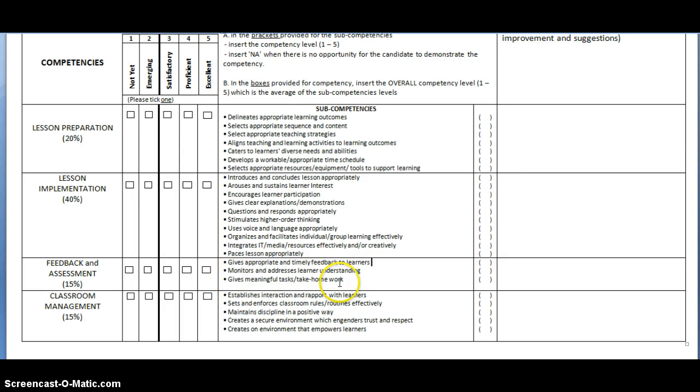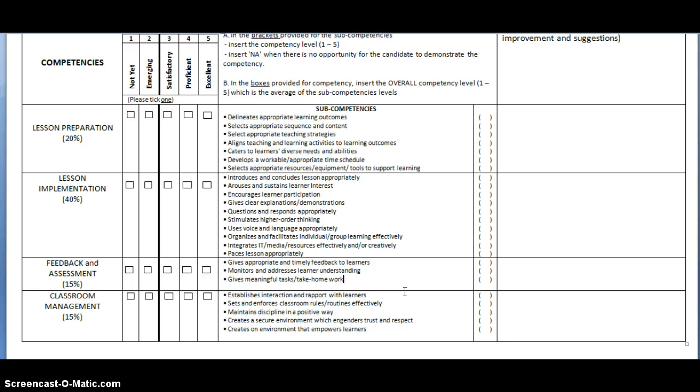Monitors and addresses learner understanding. Gives meaningful tasks or take-home homework. Remember the reinforcement I told you about? That many of you were like, oh, no, no, no. Okay, so it's here. Alright, people. Now, classroom management, 15%. Okay, so what are the sub-competencies?